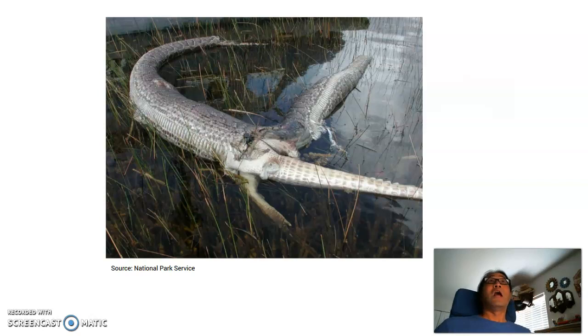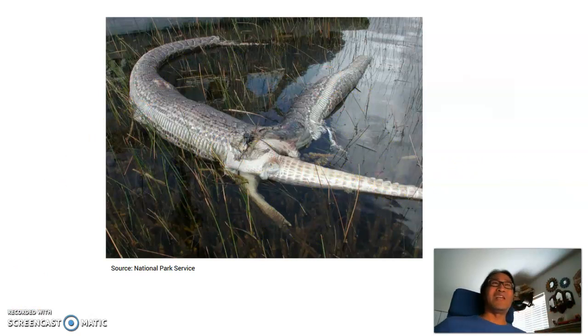Another one is a lot of people like to keep large snakes, and sometimes if they're in South Florida, they have to move and can't take them with them. They release them into the Everglades, and some of them survive, some of them thrive, and some of them get big enough to be able to swallow an alligator whole.